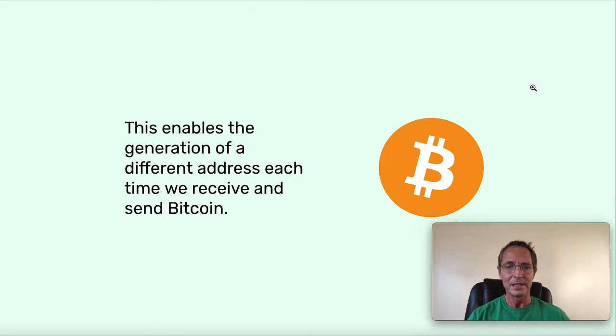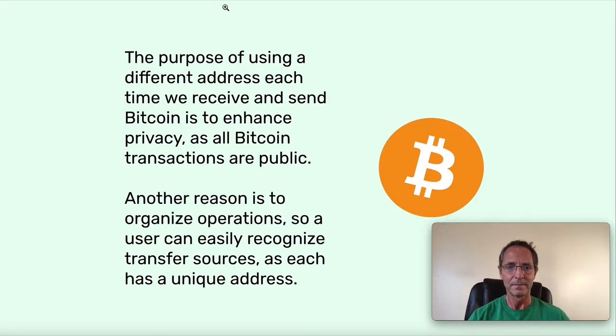This enables the generation of a different address each time we receive and send Bitcoin. The purpose of using a different address each time we receive and send Bitcoin is to enhance privacy, as all Bitcoin transactions are public. Another reason is to organize operations, so a user can easily recognize transfer sources, as each has a unique address.